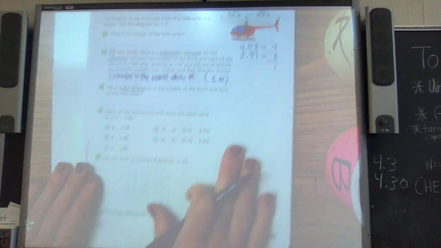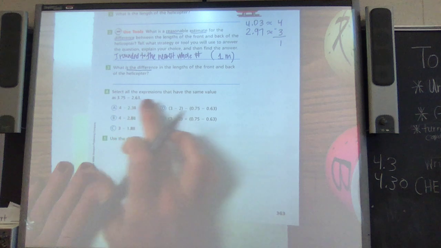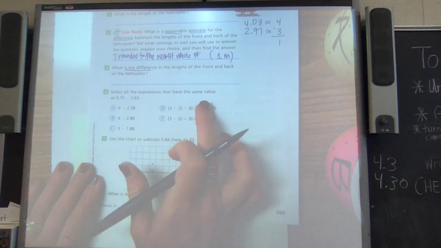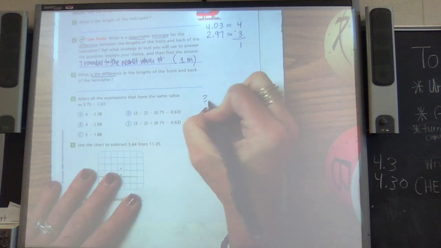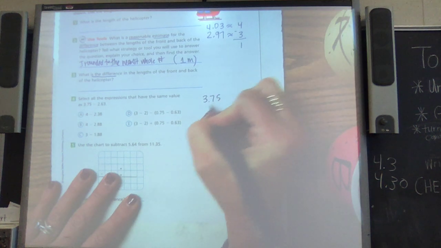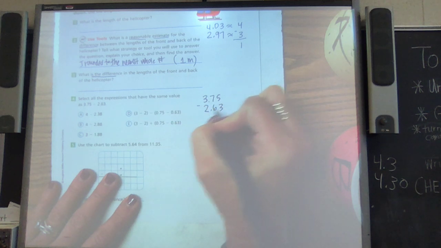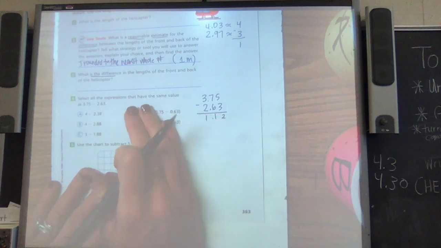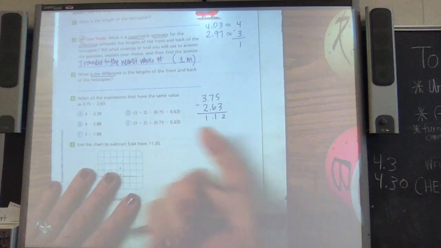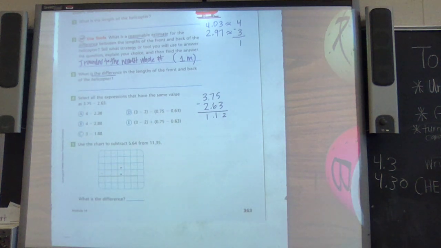All right, number 4. Select all the expressions that have the same value as this. So that means I need to come over here and figure out what the value of this is. 3 and 75 hundredths minus 2 and 63 hundredths. Well, that's nice. 1 and 12 hundredths, okay? So I got to know my answer. And then to solve these and to know, I need to work them out. So I'm going to do 2 of them, and I'm going to let you do the other 3.